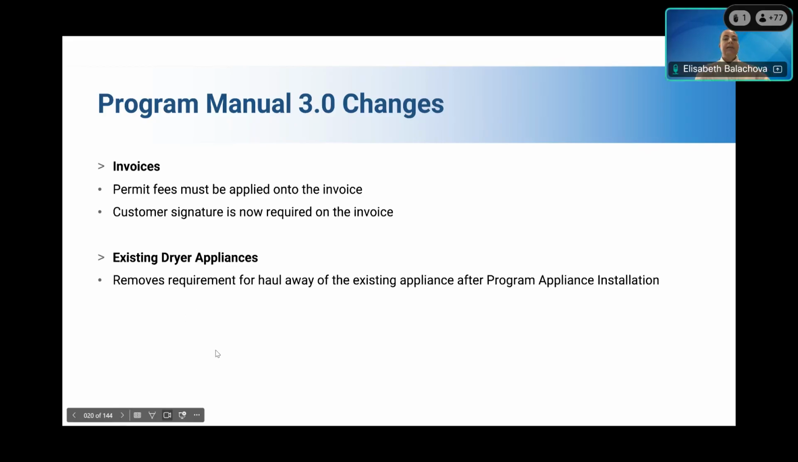In addition, some other program manual changes regarding the invoice. All permit fees must be applied onto the invoice. And moving forward, you will also need to acquire customer signature on your invoice as well. Another major change in the program manual is that we are removing the requirement for hauling away the existing appliance after the newer program appliance has been installed.